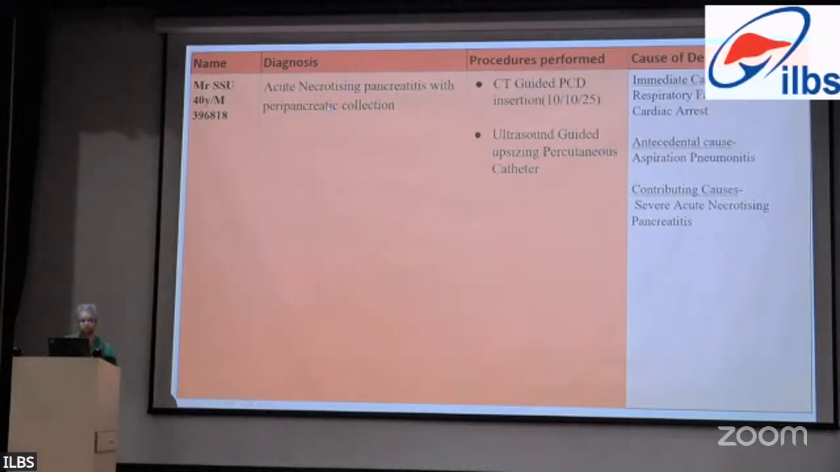Mr. SSU had acute necrotizing pancreatitis with peripancreatic collection, and we did a CT. He was being managed on a step-up approach, but he could not be saved because of respiratory failure and sudden cardiac arrest. He had aspiration pneumonitis, and the contributing cause was acute necrotizing pancreatitis.